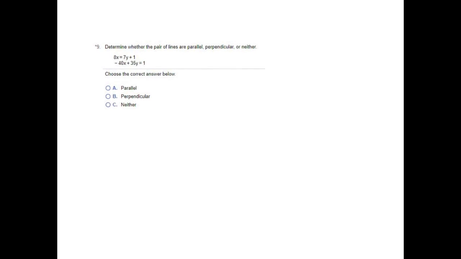All right, so looking at problem 8. Problem 8 says determine whether the lines are parallel, perpendicular, or neither. So we're just looking at slopes here. If they are parallel, they have exactly the same slope. If they are perpendicular, the slopes are opposite signs and reciprocals of one another. If they don't fit into any of those categories, then they are neither, which means that they intersect, but they don't intersect at 90 degrees.